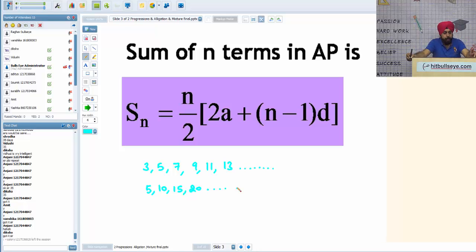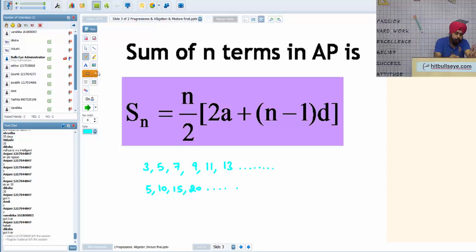Now the sum of n terms we can calculate with the help of this formula, students. Sn is equal to n by 2 multiplied by 2a plus (n minus 1) into d. D we know how to calculate. N will be the same n we are using here. So if you want to calculate the sum of 10 terms, S10, it will be 10 by 2.